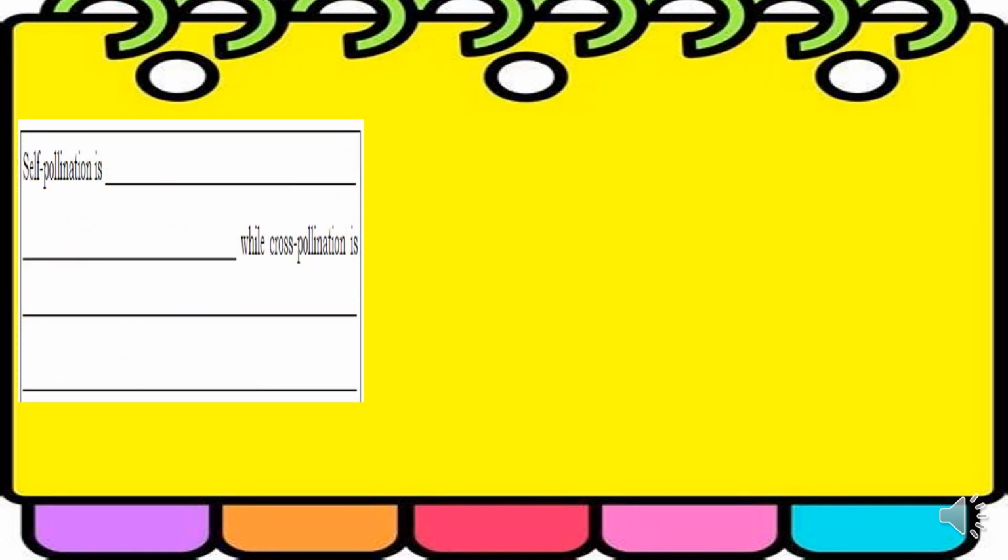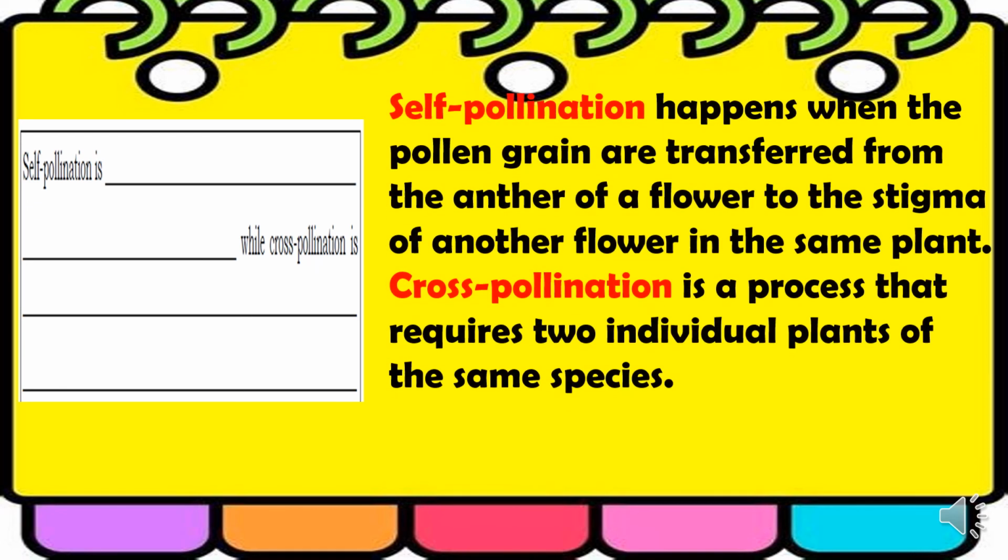Now, self-pollination is blank, while cross-pollination is blank. So let us answer this. Self-pollination happens when the pollen grains are transferred from the anther of a flower to the stigma of another flower in the same plant, while cross-pollination is a process that requires two individual plants of the same species.